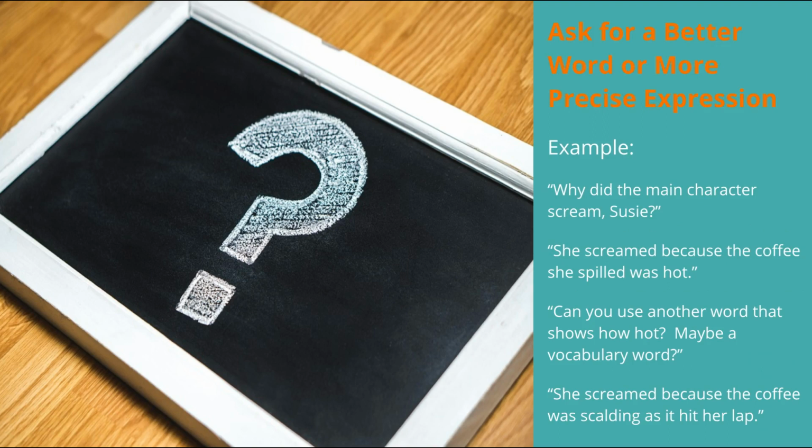As you learn from your reading, you can ask for a better word or a more precise expression for students to expand their responses. For example, "Why did the main character scream, Susie?" "She screamed because the coffee she spilled was hot." "Can you use another word that shows how hot? Maybe a vocabulary word?" "Oh, she screamed because the coffee was scalding as it hit her lap."